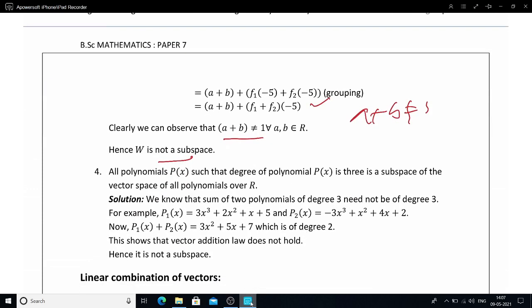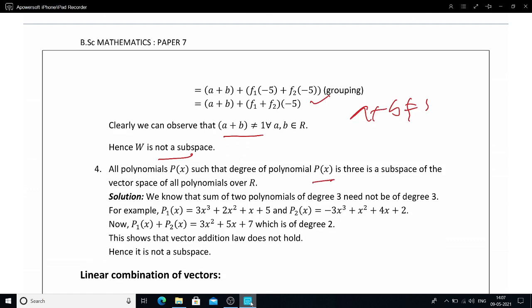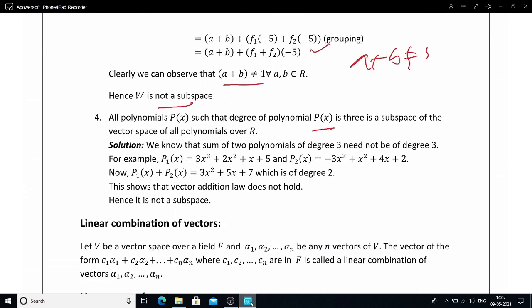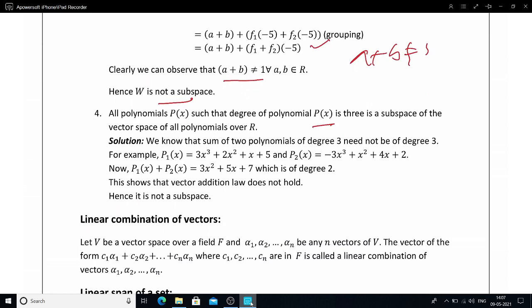Let me take another example containing polynomials. Generally, we denote the polynomial by p of x. Here, p of x is a polynomial of degree 3. W is a set containing only polynomials of degree 3.